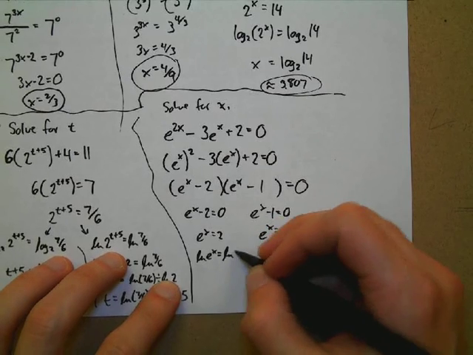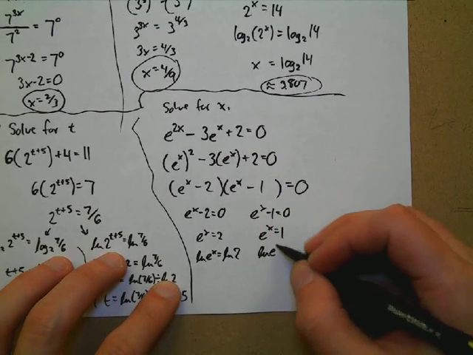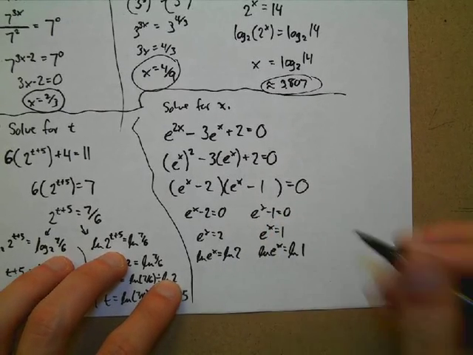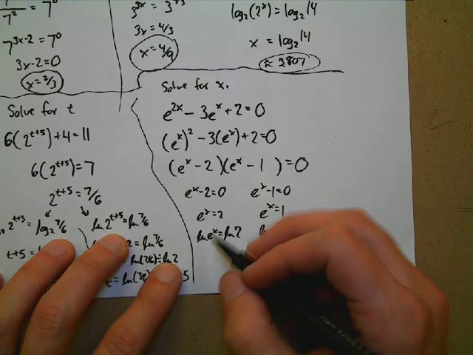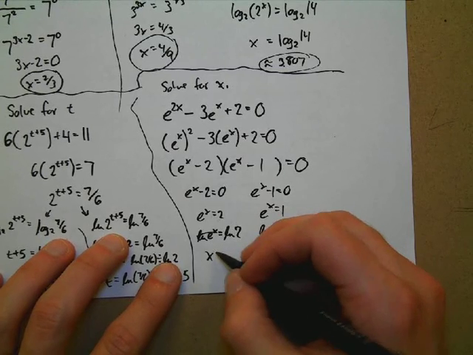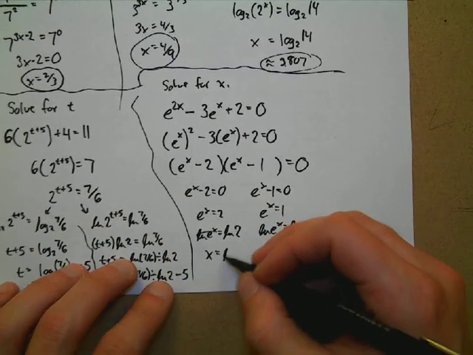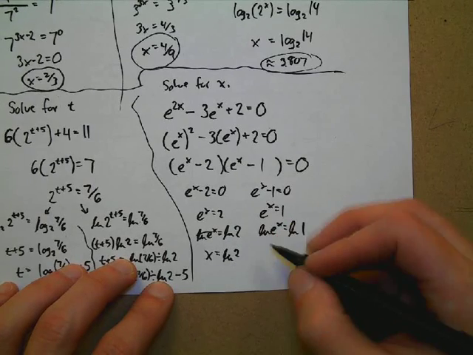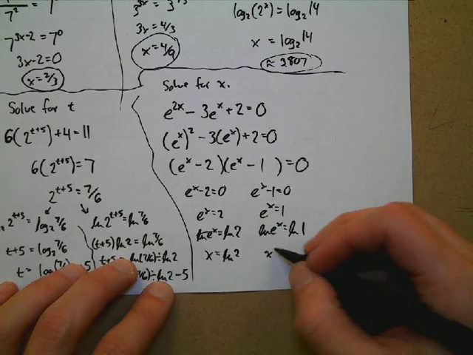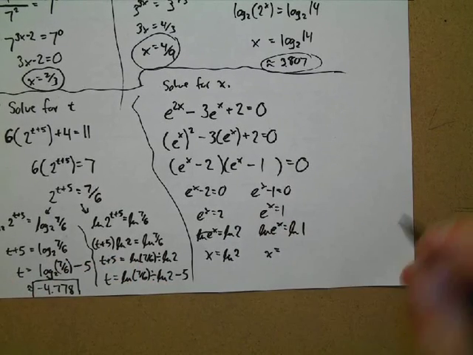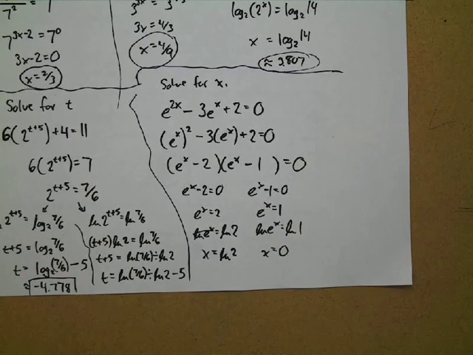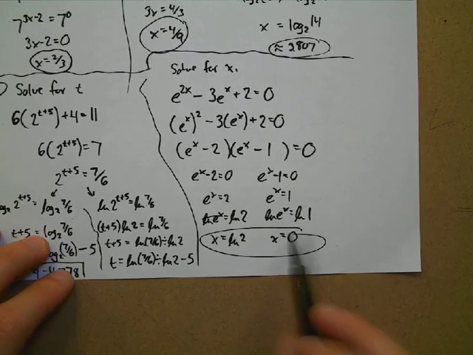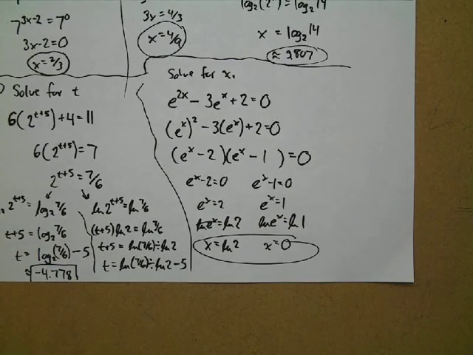And the natural log of 1 is 0. Because e to what power gives us 1? 0. So there they are. Okay. There are 2 roots. Natural log of 2 is about 0.693. Okay. Easy peasy. Maybe not, but there it is.